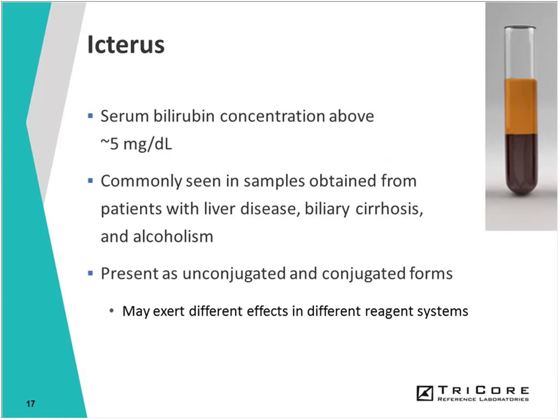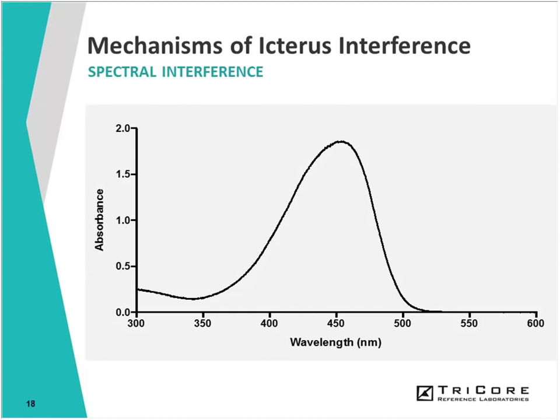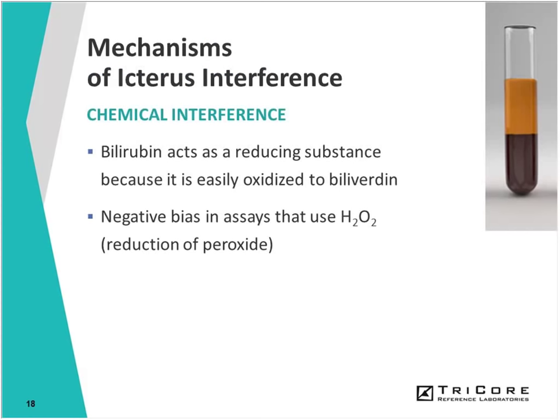And it's important to remember, too, that bilirubin is present in both unconjugated and conjugated forms. And these different forms of bilirubin may exert different interferent effects in different reagent systems. Like hemoglobin, bilirubin can also cause spectral interference. Bilirubin absorbs light very strongly between 400 and 475 nanometers. And when present, these high background absorbances can lead to absorbance readings in excess of the linearity of spectrophotometric methods.